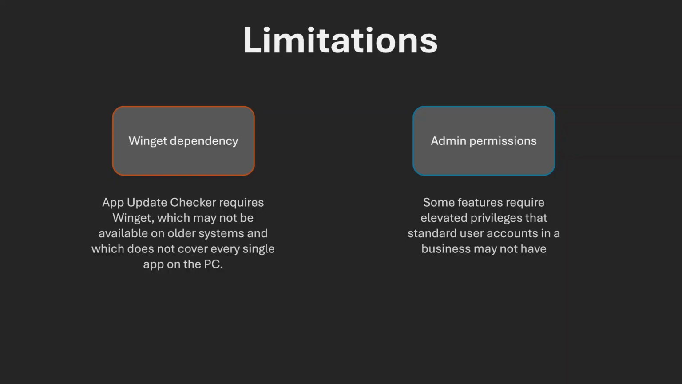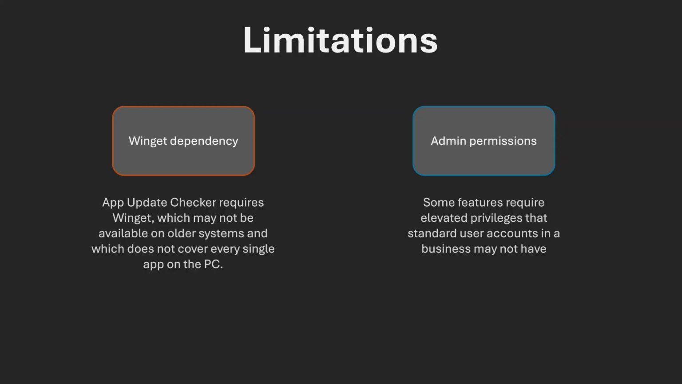The first is that the app update checker depends on Winget, the Windows package manager, being available on the system. On most modern Windows 11 machines, it's there out of the box, but on older hardware or enterprise managed systems, it may not be present. Additionally, Winspeqt may not have the updates for every app on a user's PC. That's a dependency we'd want to handle more gracefully in a future version.